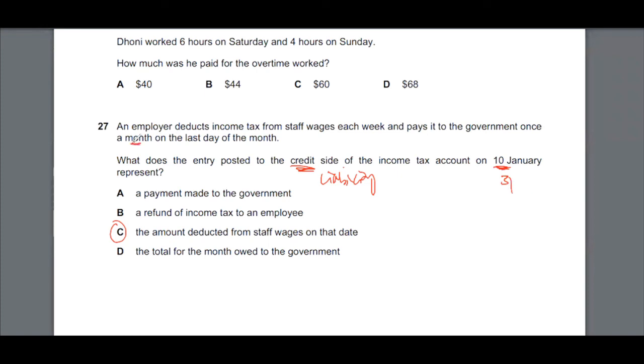They say on the last day of the month. So it's still not the last day of the month. It's just the amount deducted. So you need to pay attention to the date. If it was the 31st, then the answer might change. But in this case, it's the 10th, and they pay only on the last date. So the correct answer to multiple choice 27 is option C.